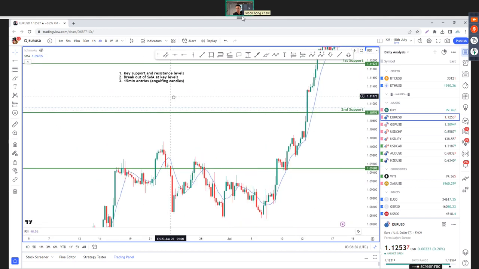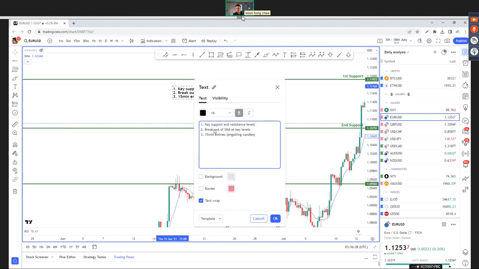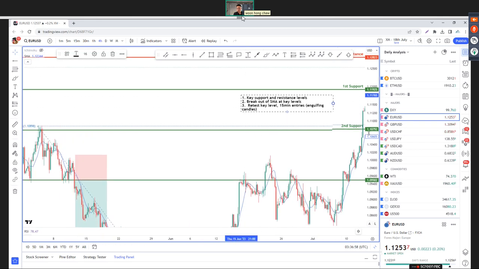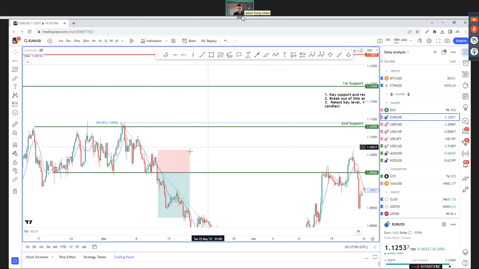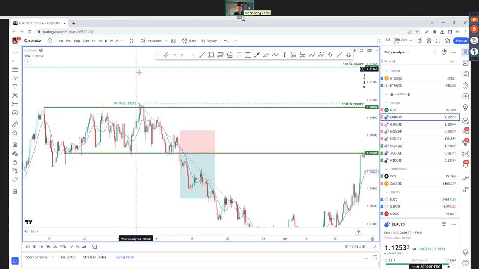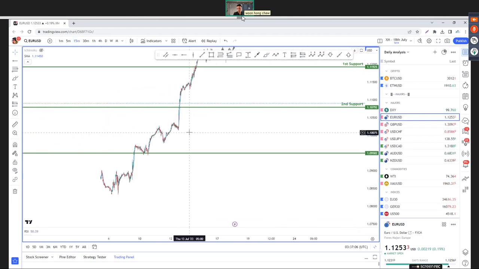Okay, let me just adjust this. Breakout, retest key level. Okay, so this is our trading criteria. So there's already a breakout of this key level, and then next will be the retest. So we'll go down to the lower time frame.